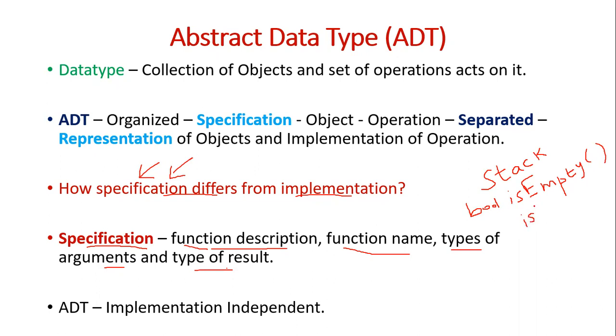So this will say whether the stack is full or not. Does it take any argument? No, there is no argument. What will it return? It will also return a Boolean value which says whether the stack is currently full or not. If it is full, it will return true, otherwise it will return false.